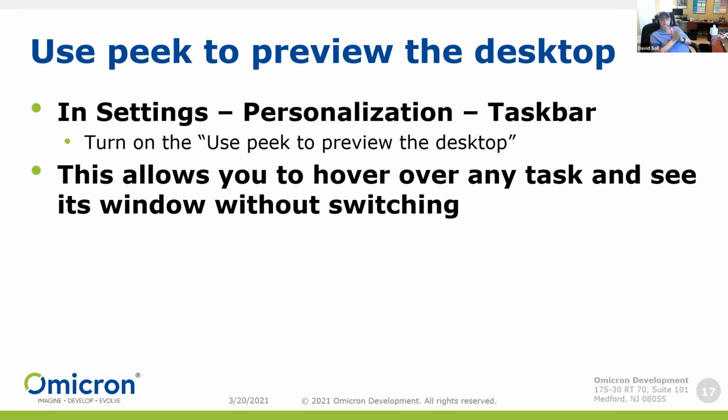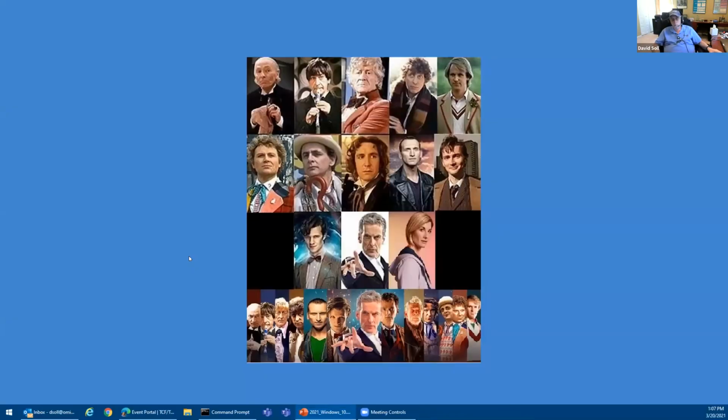Another thing that I'd like to use is, I like the peek to preview on the desktop. If you go to settings, personalization, and taskbar, and you turn on the use peek to preview the desktop, it'll allow you to hover over other applications. Let me see if it works on the second screen. Okay, so you see here, if I hover, yeah, it doesn't work on the second screen. It only works on the first screen.